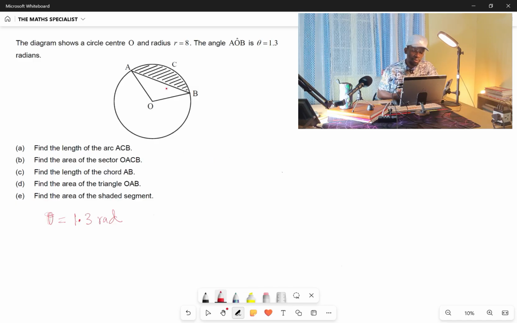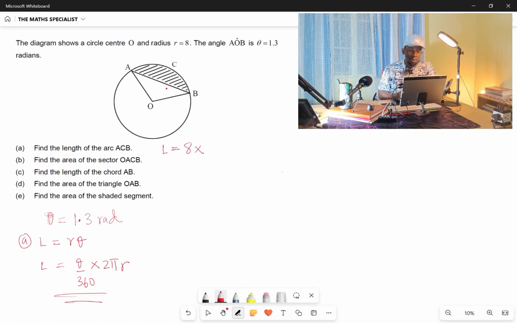This one is in radians. So since our value of theta is given in radians, the length of an arc L, this is part A, will be given by R theta. If the value of theta was given in degrees, the length of an arc would be theta over 360 multiplied by 2 pi r. This formula is for when the angle theta is given in degrees. Since it's given in radians, here life is easy.